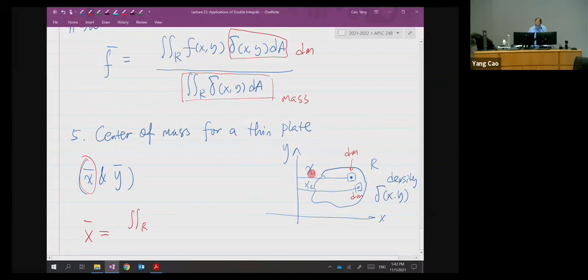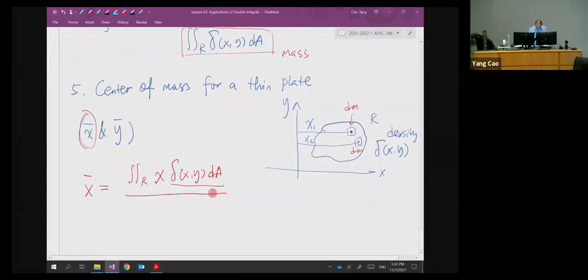You're weighting the x with dm. So you basically replace the function f with x. x is the coordinates, and you have different coordinates. And you weight this x with the small mass, that's delta xy times dA. And then you divide by the total mass.